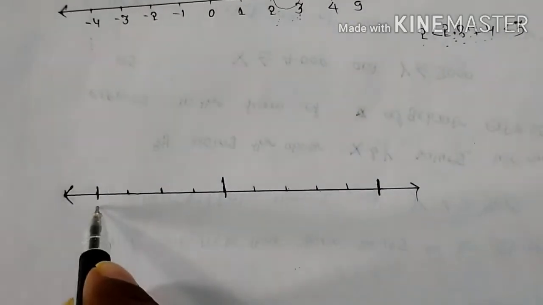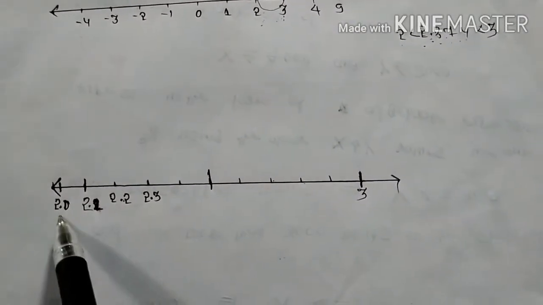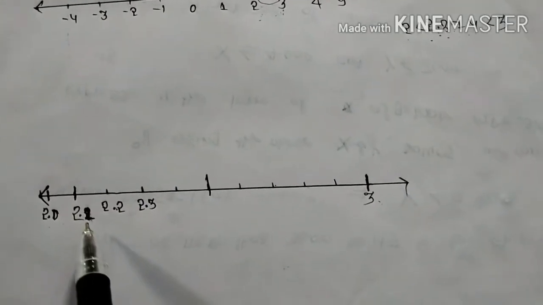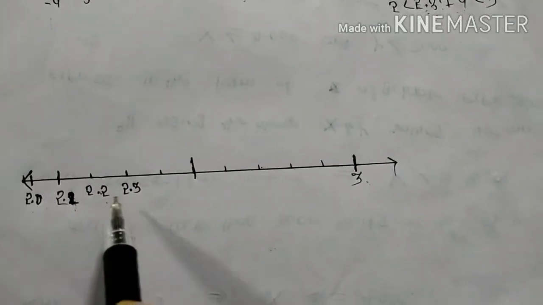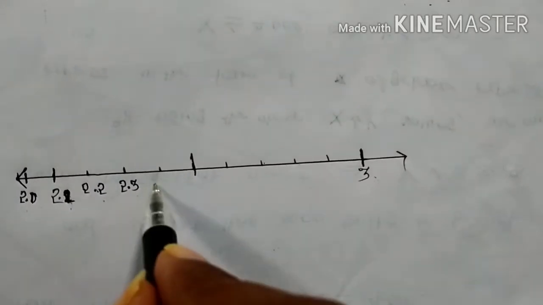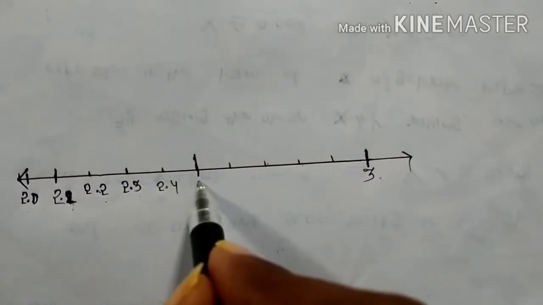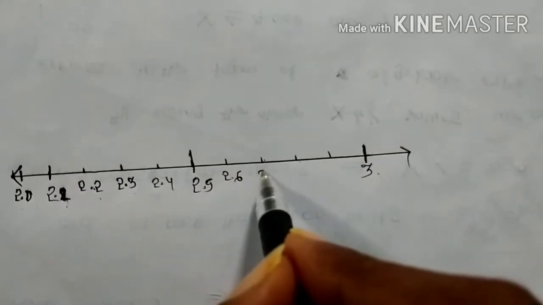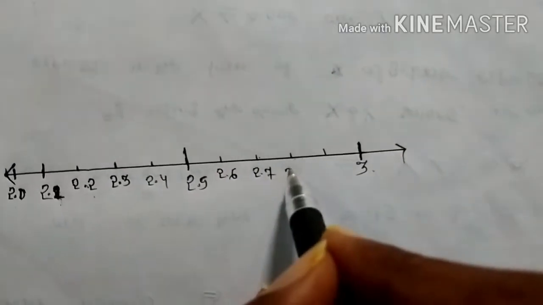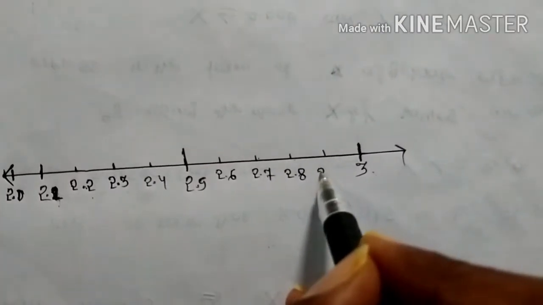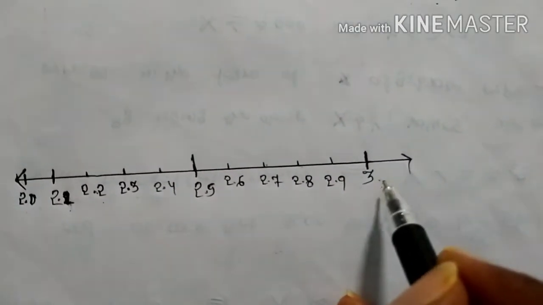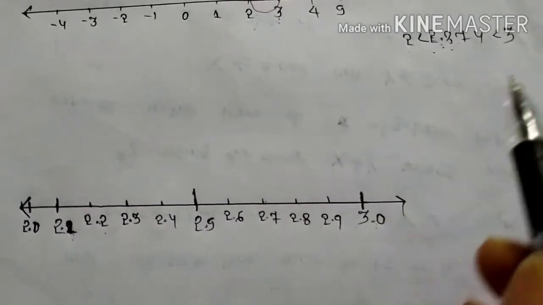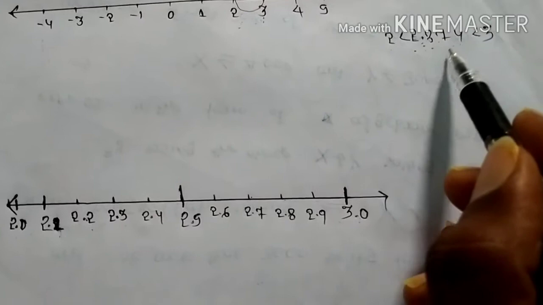So I am writing here: this is 2, which means 2.0, and here 3 means 3.0. After that you write 2.1, 2.2, 2.3, here next 2.4, 2.5, 2.6, 2.7, 2.8, 2.9. After that you will get how much? 3.0. Yes or no? Now you can see where the number 2.874 is.